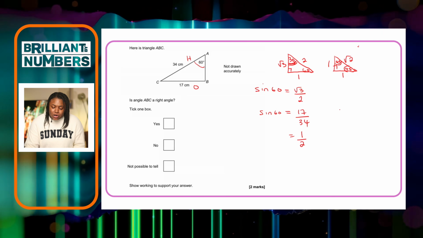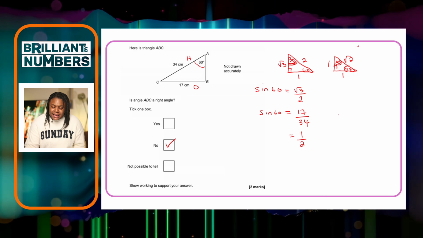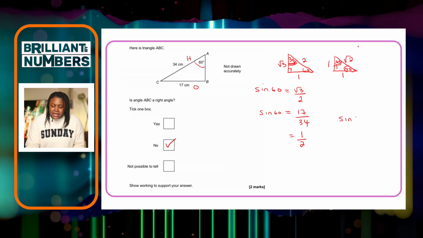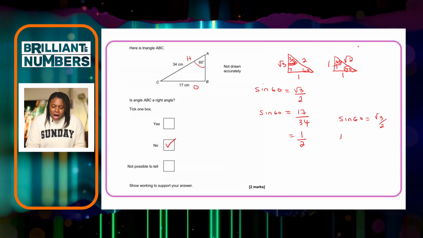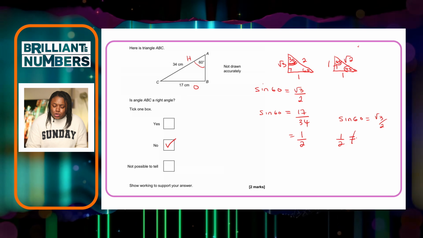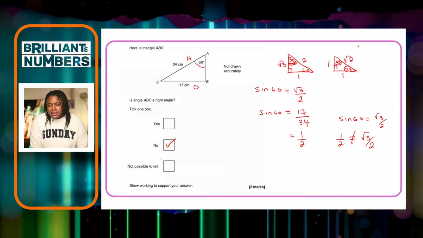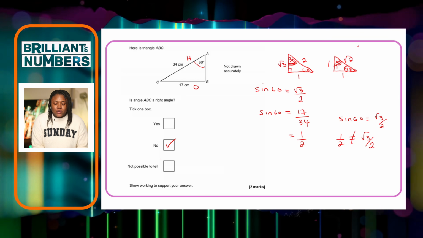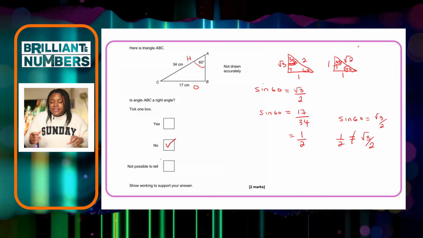So we will then conclude, no, it's not a right angle triangle. We will then say sine 60 is equal to root 3 over 2. A half is not equal to root 3 over 2. Therefore, that's how we make that conclusion. Beautiful.